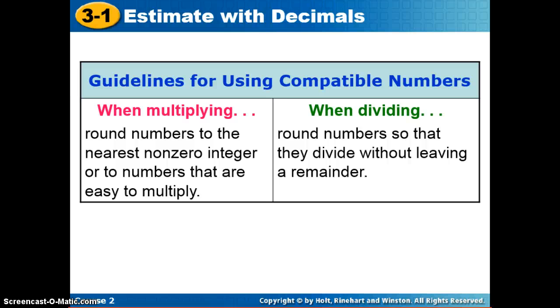When we divide, we want to round numbers so that they divide without leaving a remainder. So we're going to have to use our math facts to figure out what numbers are compatible with another so that it goes in there evenly.